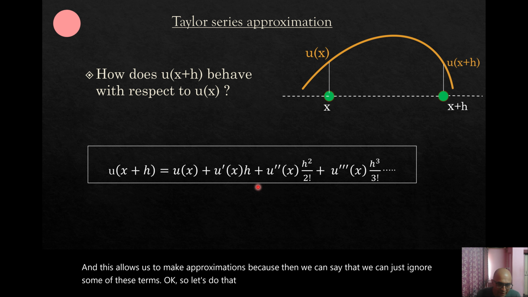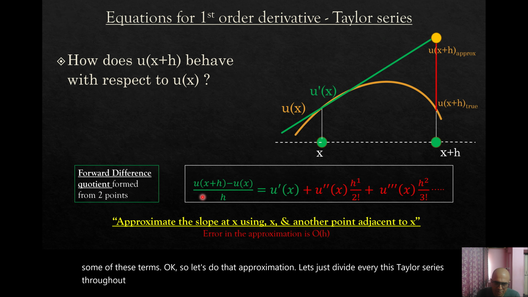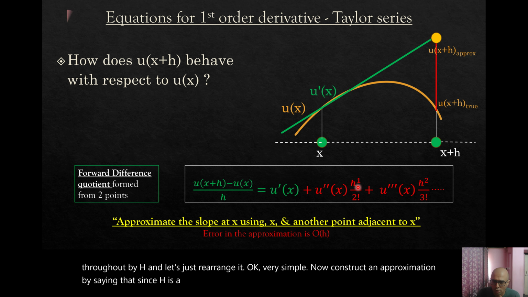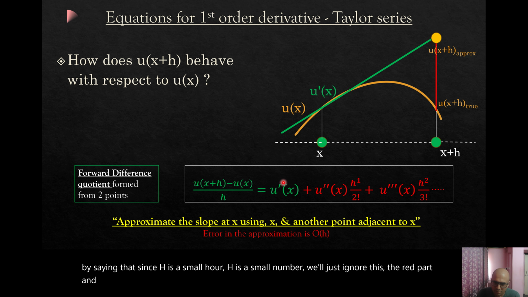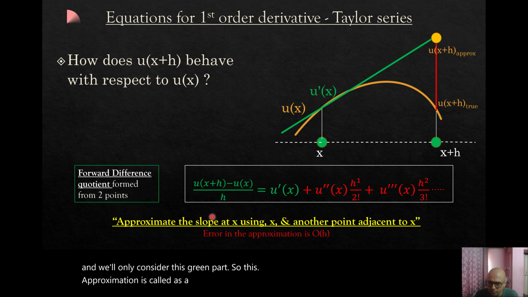Let's divide the Taylor series throughout by h and rearrange it. Very simple. Now construct an approximation by saying that since h is a small number, we'll ignore the red part and only consider the green part. This approximation is called a forward difference quotient.